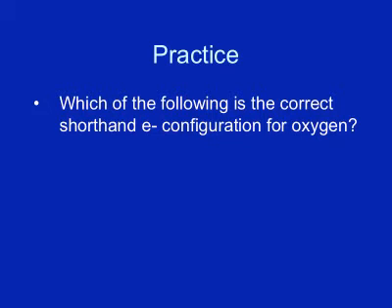Okay, so I want to do a blank one. Let's look at chromium. Somebody look up chromium for me. Tell me how many electrons chromium has. Chromium has 24 electrons. So let's do a practice. Let's do the orbital diagram and the electron configuration for chromium.